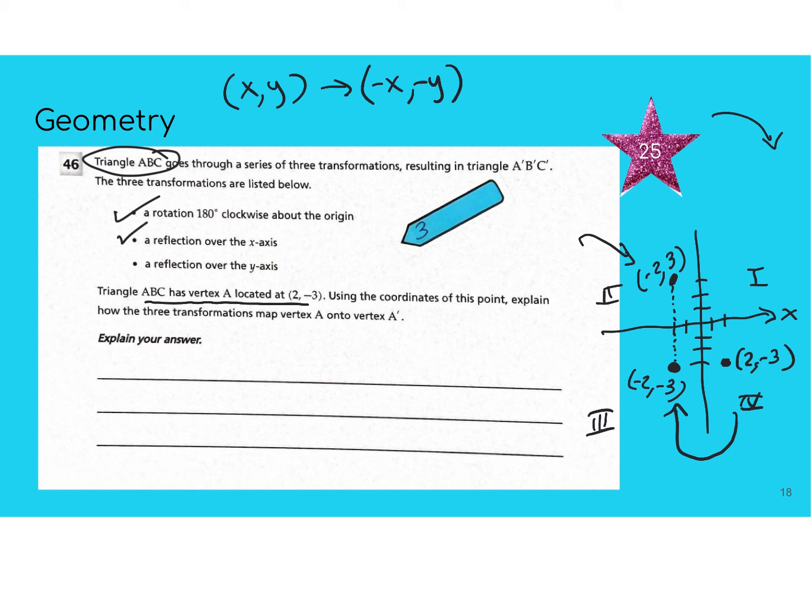And then a reflection over the y-axis, so you're going to fold it over this y line. So you're going to land right back where you started. You're going in 2 and then out 2. So you're going to end up right where you started, at (2, -3).